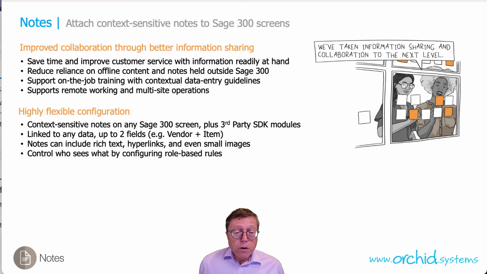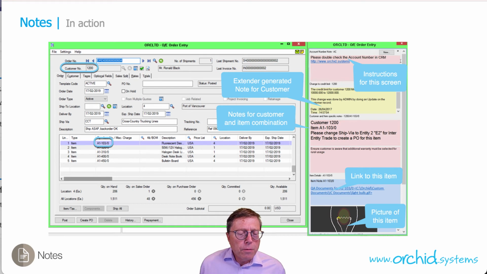The configuration is highly flexible. It allows you to attach these context-sensitive notes to any Sage 300 screen, including third-party developed screens, as long as they've been developed using the Sage 300 SDK. Here is an example of notes in action.